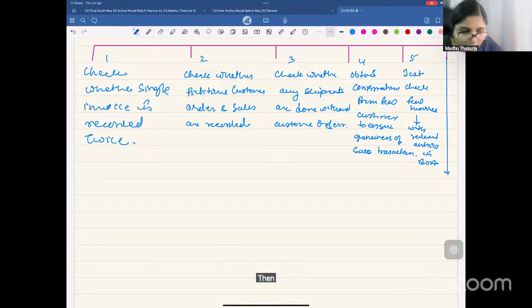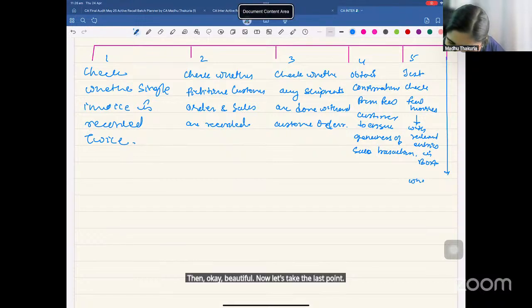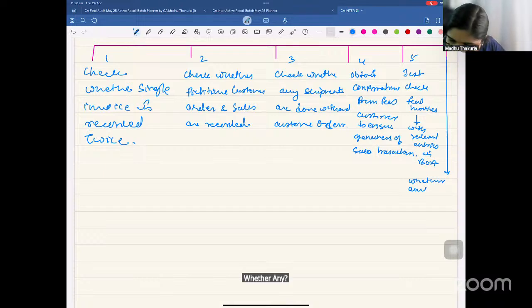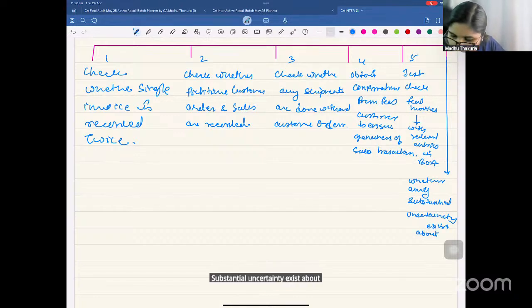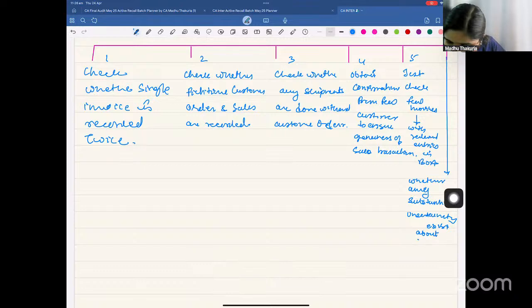Okay, beautiful. Now let's take the last point: whether any substantial uncertainty exists about collectability.